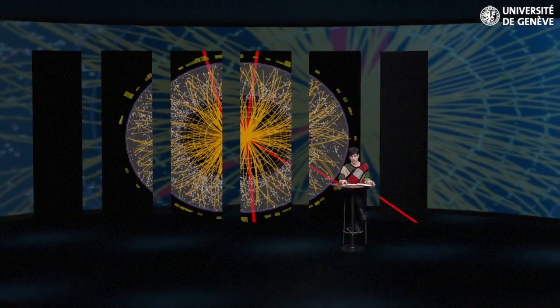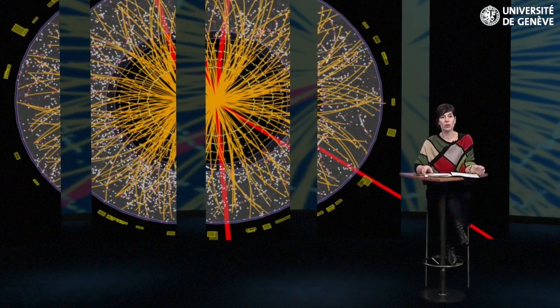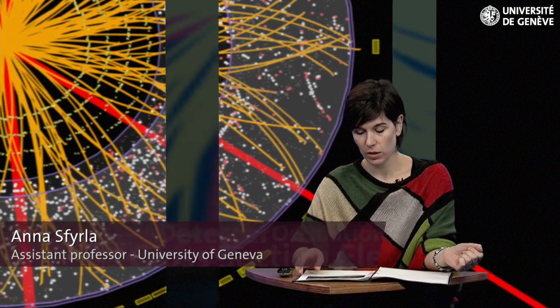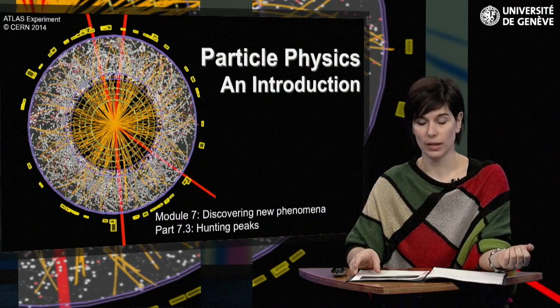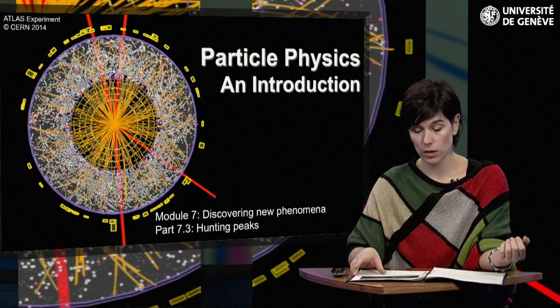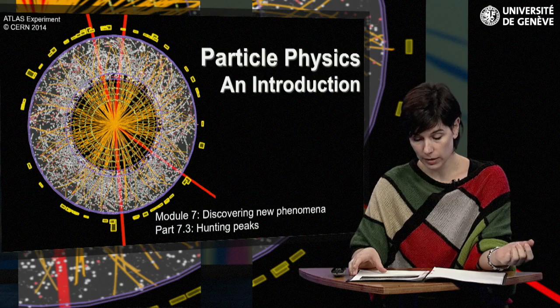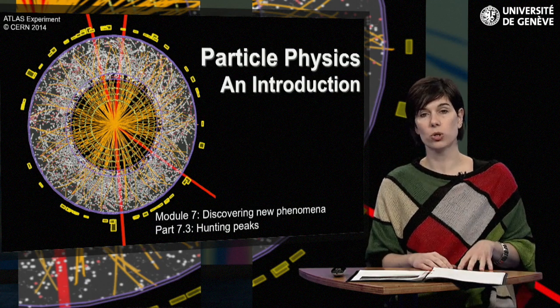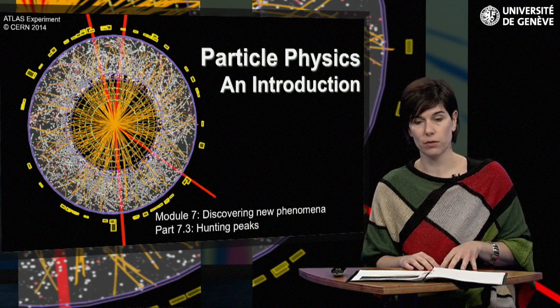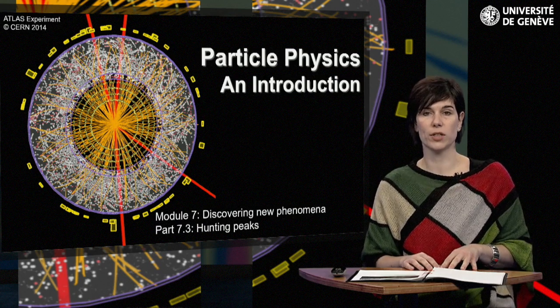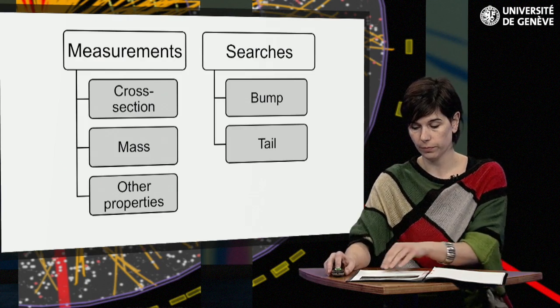In this module, we discuss searches for new phenomena beyond the known ones described by the standard model. In this video, we will talk about bump hunting. After watching this video, you will know how we look for new resonances in Hadron Collider data, how such signatures led in the past to important discoveries, and the impact of statistics for searches.